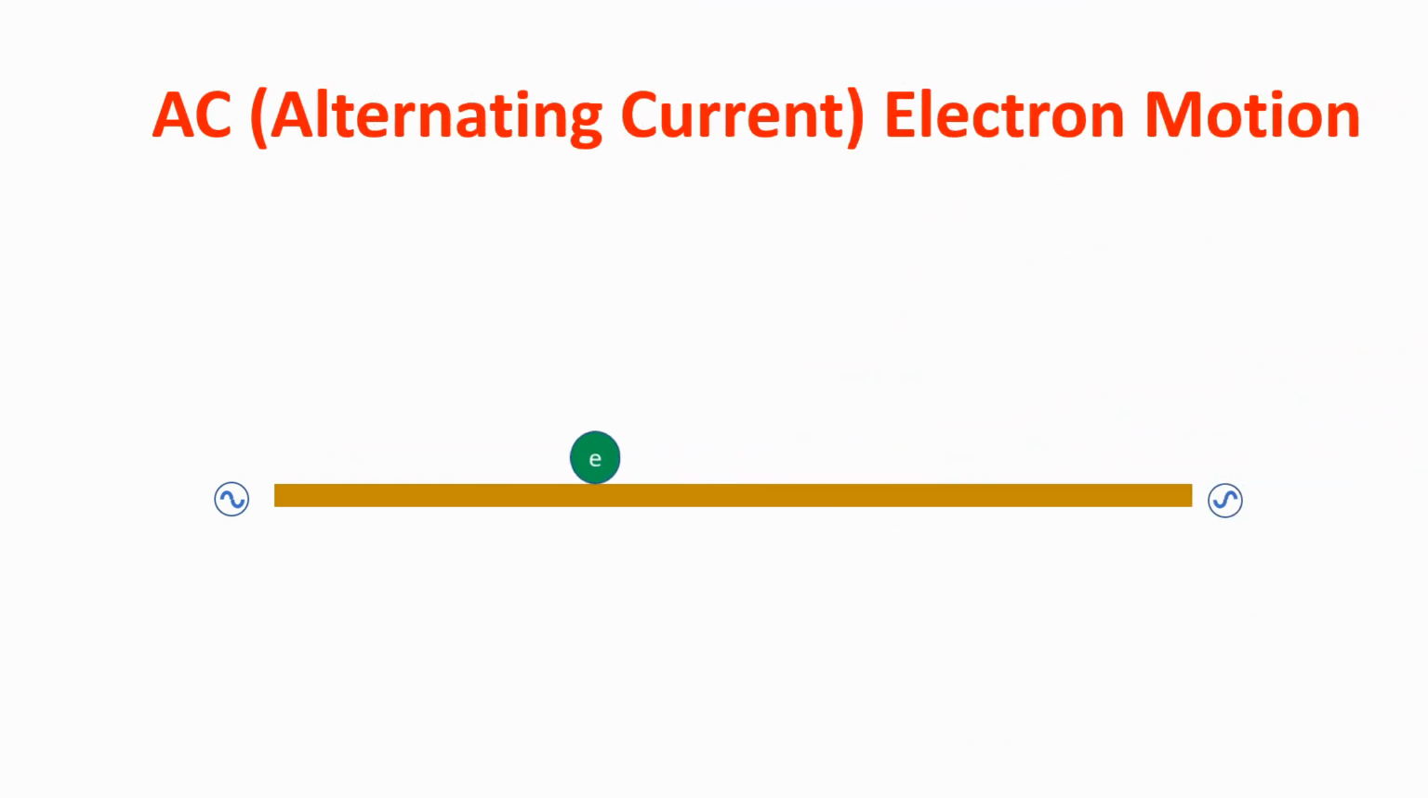To be thorough, let's look at what happens when we have an AC or alternating voltage. Here the voltage goes from plus to minus, and so on. The electron keeps going back and forth within the wire. Sometimes electrons are pushed out one side and sometimes they are pushed out the other side.